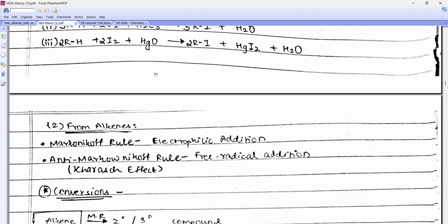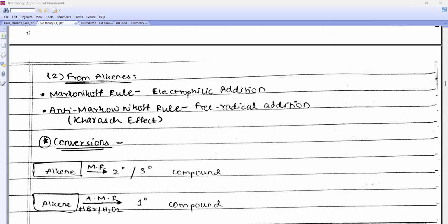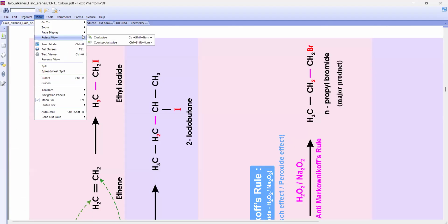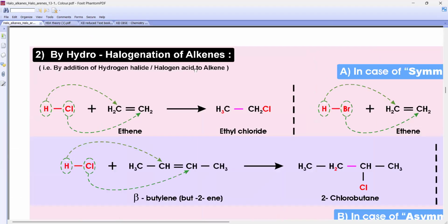Now we are going to start with the very important part. We are going to prepare from what? Alkene. We have done first preparation. Now we are going to prepare from what? Alkene. And this is very, very important. Hello. Now, alkene are of two types, symmetrical and unsymmetrical. First, I want you to understand what is symmetrical.